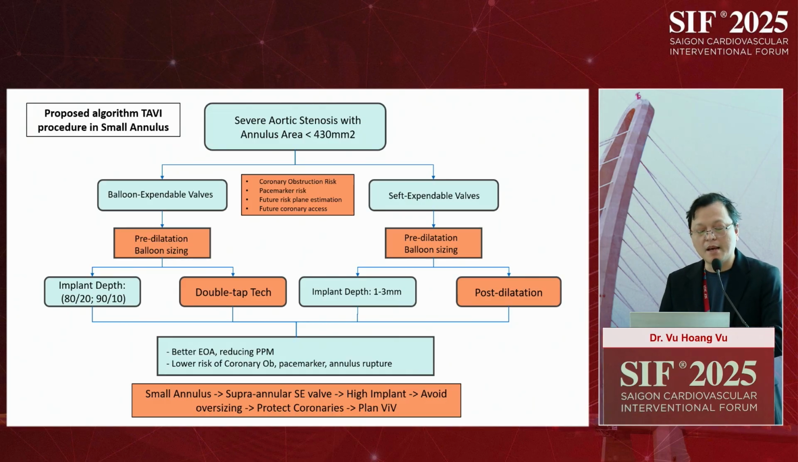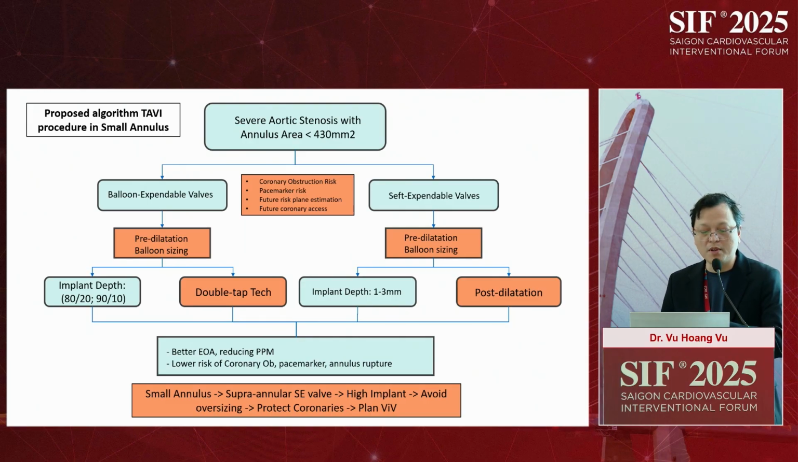The implant depth with the self-expandable valve should be 1 to 3 mm, and post-dilatation with a balloon of appropriate size, not oversizing too much, because sometimes we have injury such as annulus rupture, or even stroke. So I think the balloon size is very important. With this whole algorithm, I think we will get better EOA, reduced PPM, low risk of coronary obstruction, and also a lower pacemaker rate.